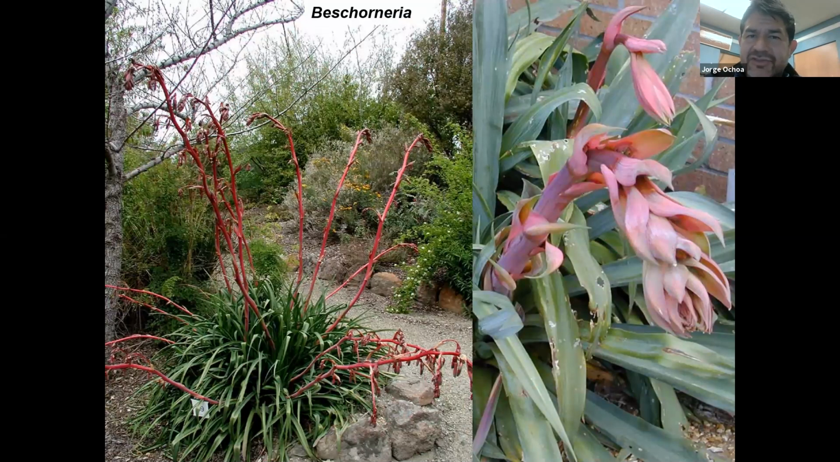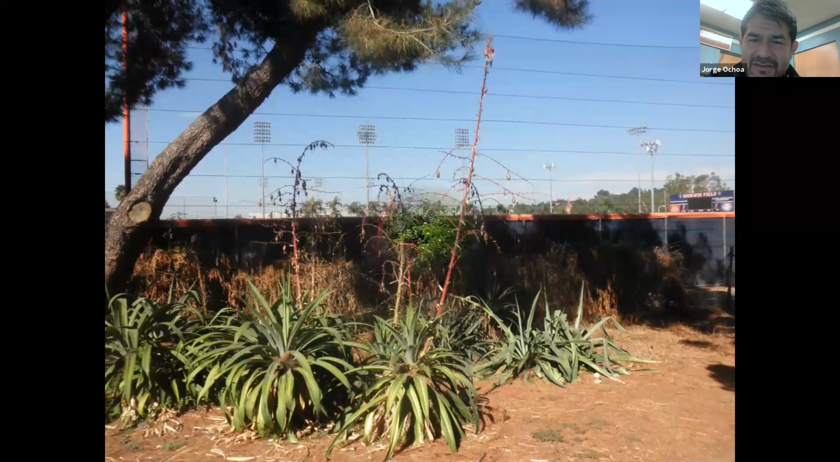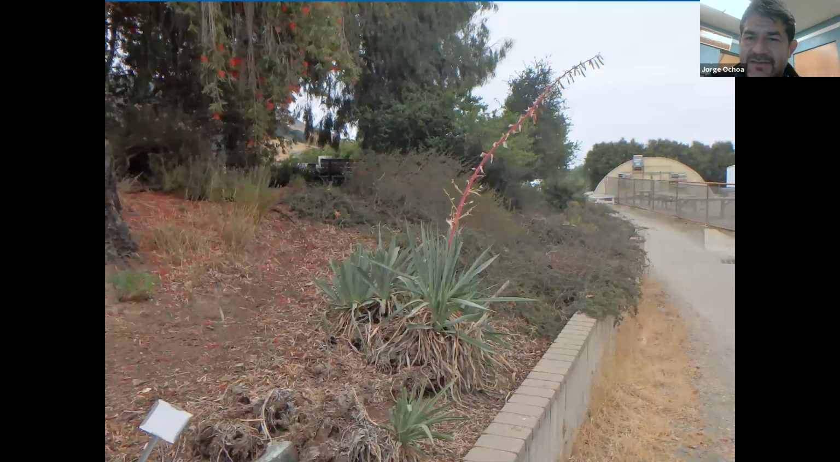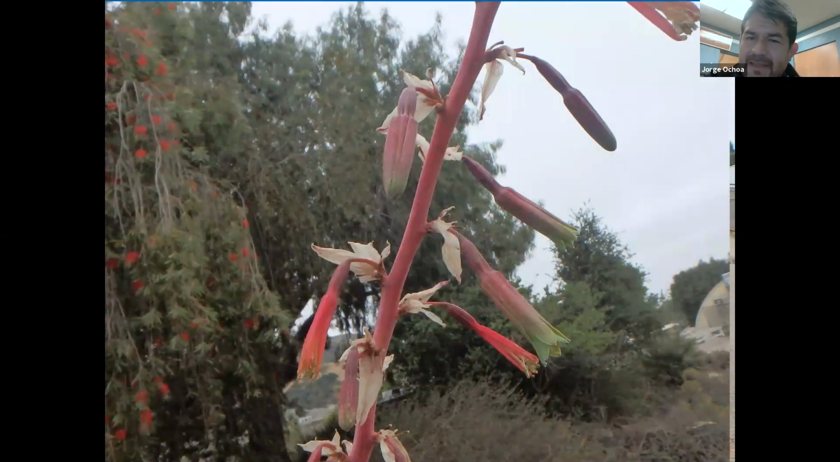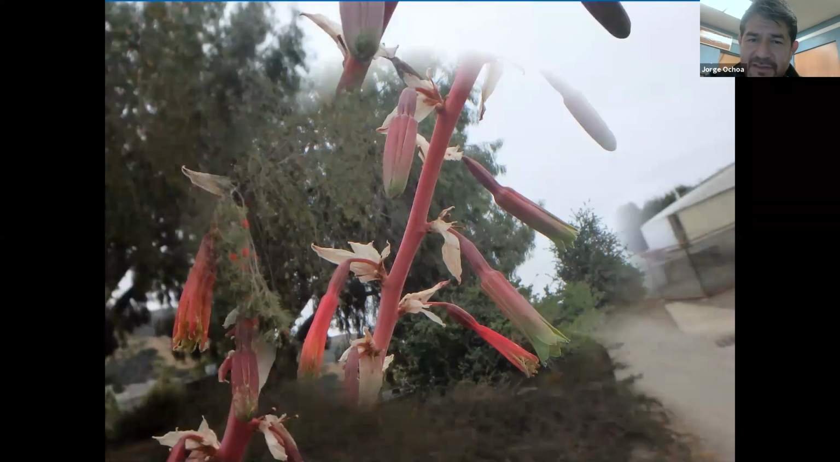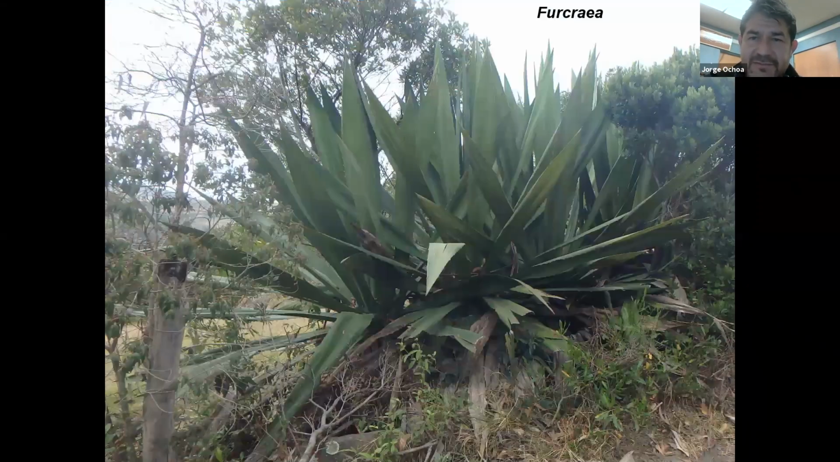Or the Beschorneria, which is also known as yucca. So here it is growing at the Fullerton Arboretum, and here it is in San Luis Obispo with these flowers that are going to be now probably pollinated by hummingbirds. And so here's the flowers. And then we have Furcraea, which is sometimes known as Cuban hemp. It is a tropical agave member of this subfamily.